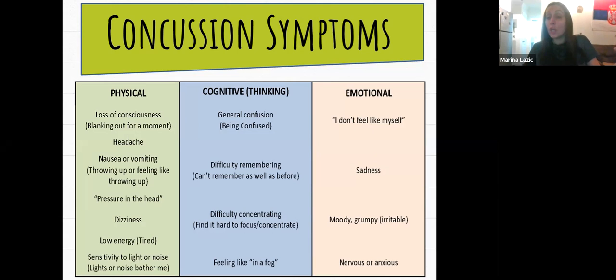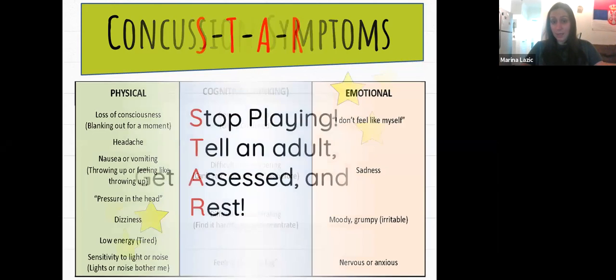And that's all because your brain is moved, and your brain is controlling all these activities. You can also have emotional symptoms, like you would be sad, you would feel grumpy, nervous. Those are all symptoms of concussion from emotional, cognitive, and physical side.